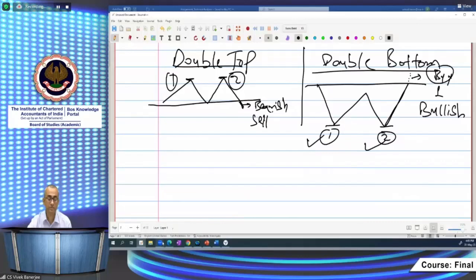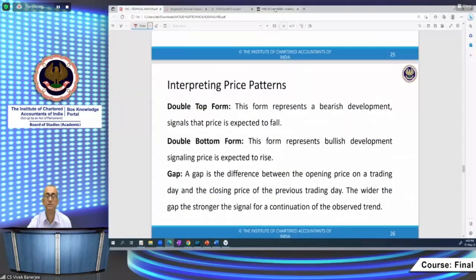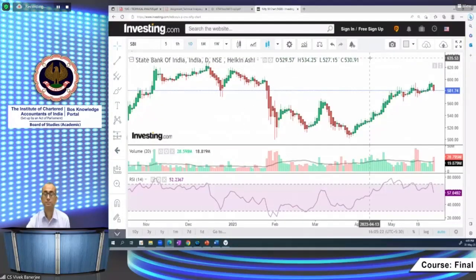I will give a simple example. See here. On 3rd of March 2023, if you see the bottom, the market opens at 531. The market opens at 531 and closed at 551. So 20 point difference within a day.